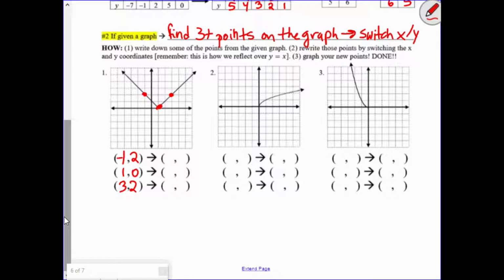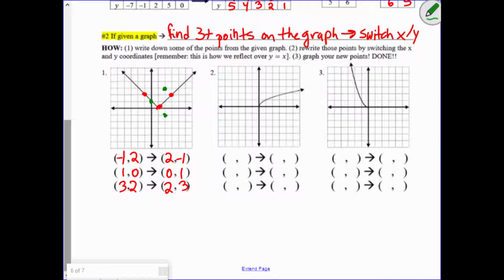So let's say those are the 3 points I choose. What would the inverse point be? Okay, go ahead and graph those. So I have (2, -1), (0, 1), and (2, 3). Those are where the points are.